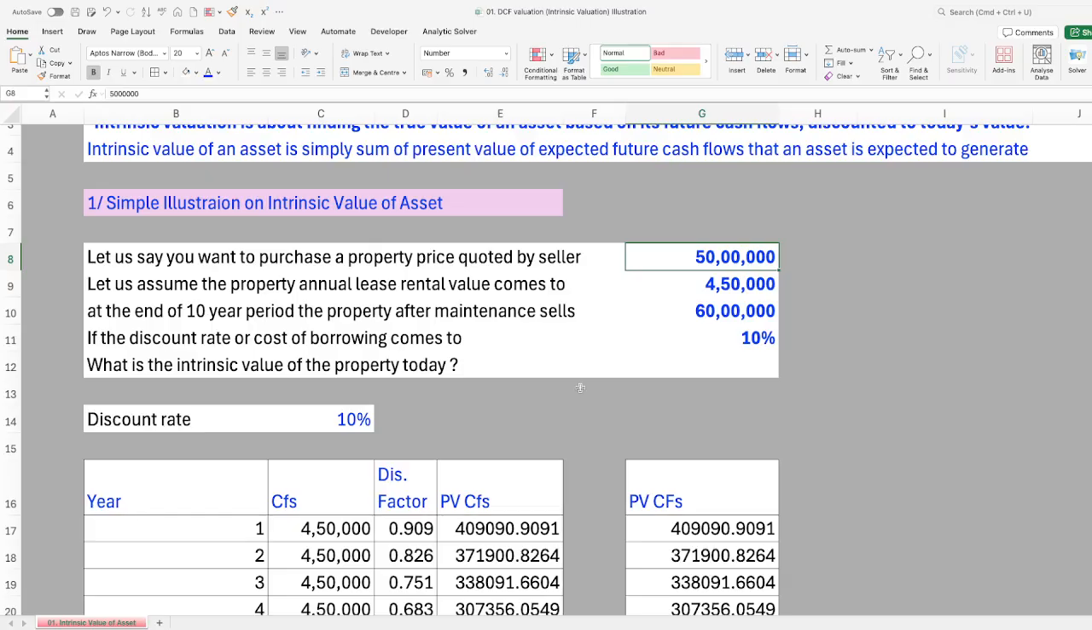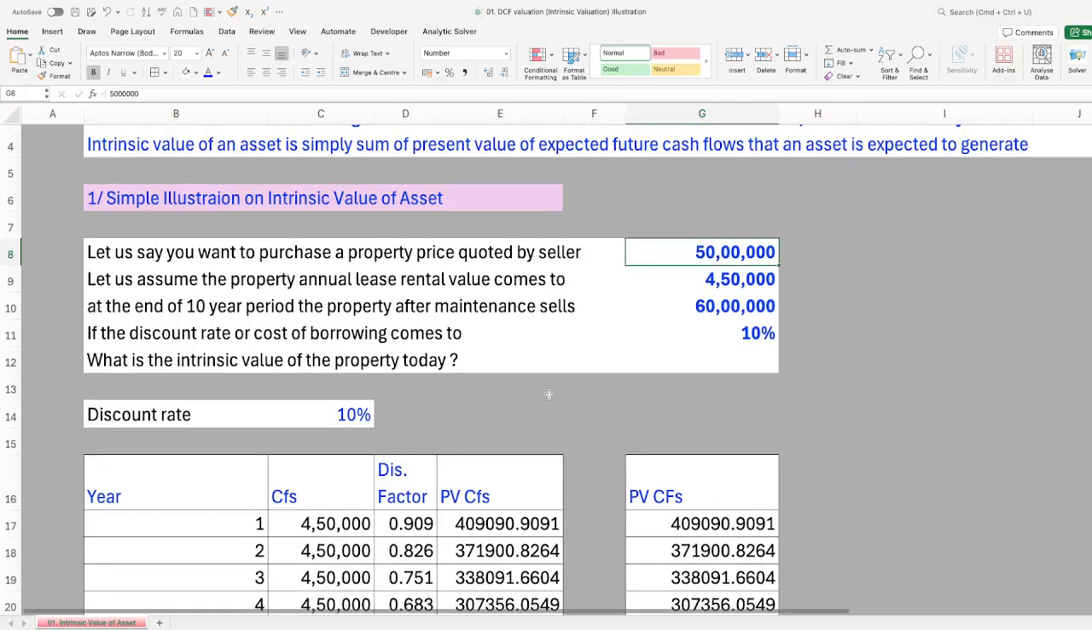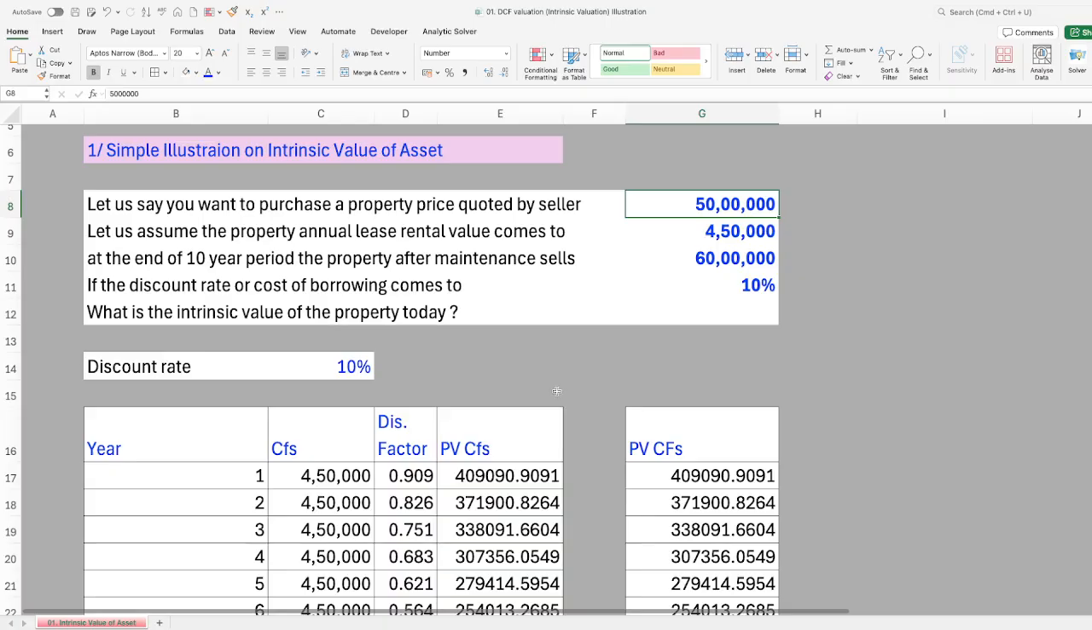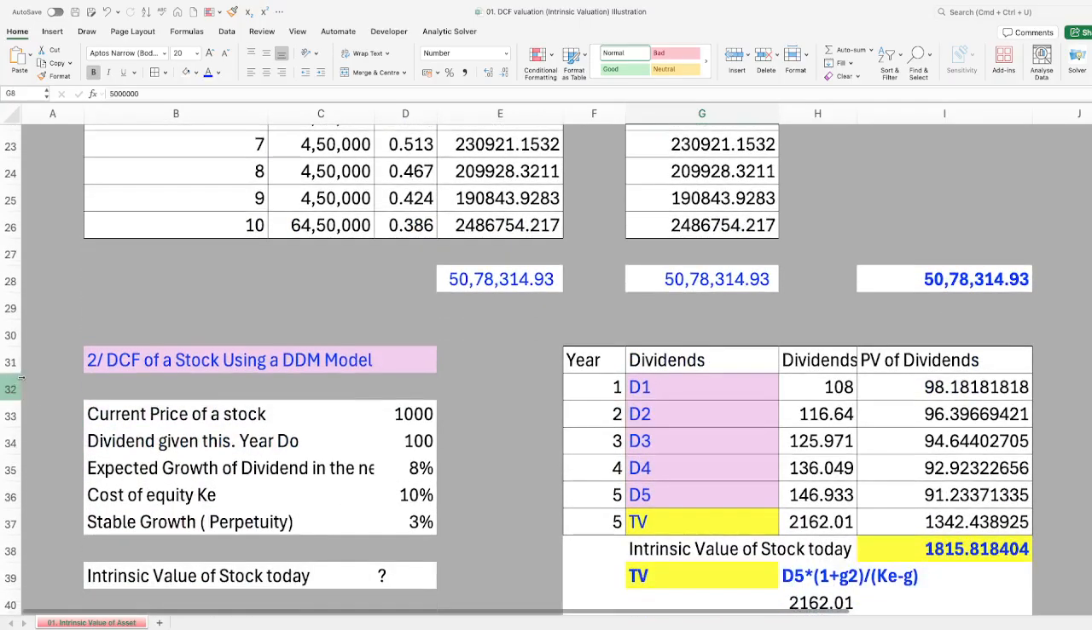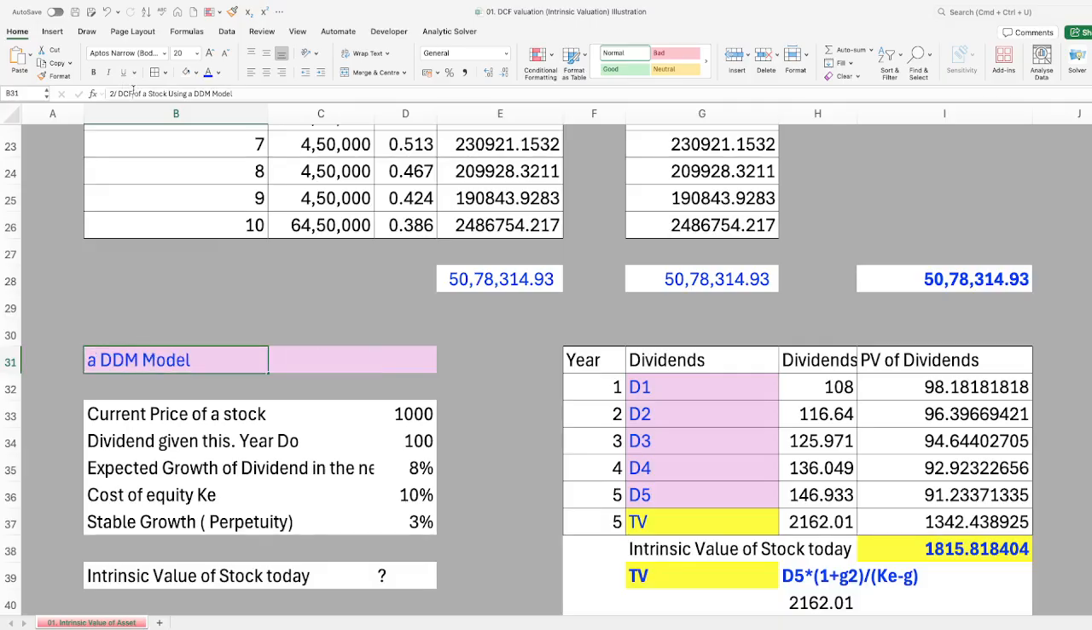So the intrinsic value helps to decide the actual value of the stock, provided the estimation of future cash flows is correct and the discount rate is also correctly estimated. Let's understand how to value a stock, how to value the price of a stock using a dividend discount model. So how do you calculate the price or the value of a stock using a dividend discount model?